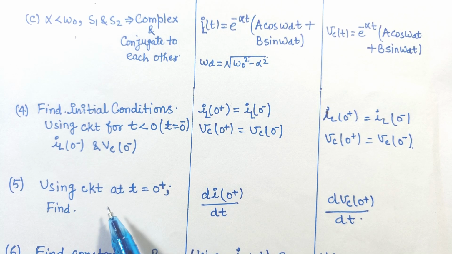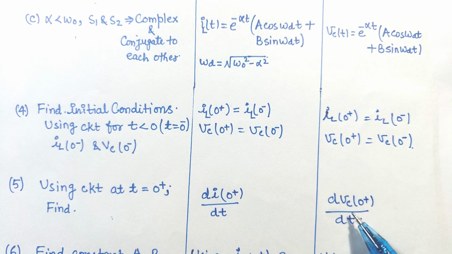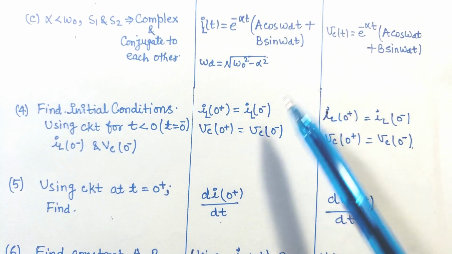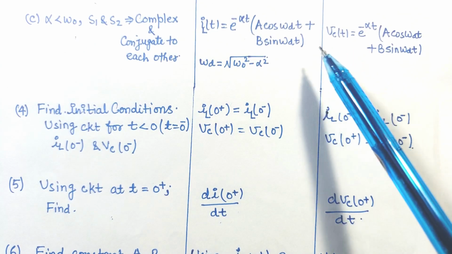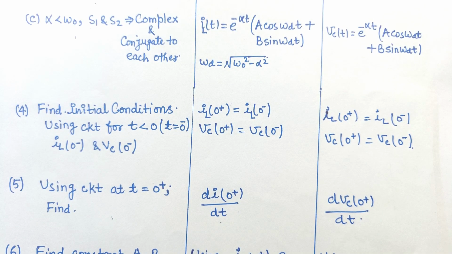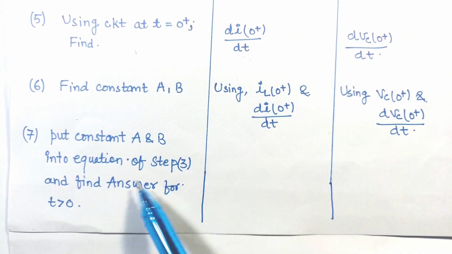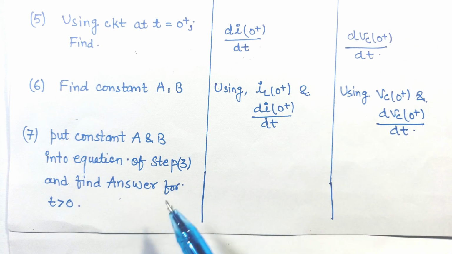Now we will draw the circuit for t is equal to 0 plus second, and in case of series RLC circuit, we will find out di(0 plus) by dt, and for parallel RLC circuit, we will find out dVC(0 plus) by dt. Now, using these two values, we will put these values in the equation of IL(t) or VC(t), and we will calculate the constants A and B. As we find the values of A and B, these values will be put in these equations, and these equations will be our solutions. So here we can see after finding di(0 plus) by dt, dVC(0 plus) by dt, we will find out the values of A and B, and we will put them in the equation of IL(t) and VC(t). Then this equation will be our answer.